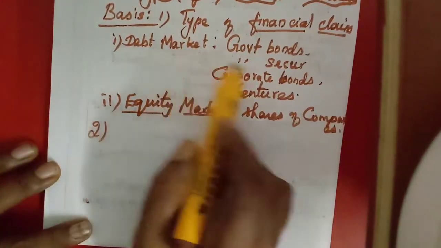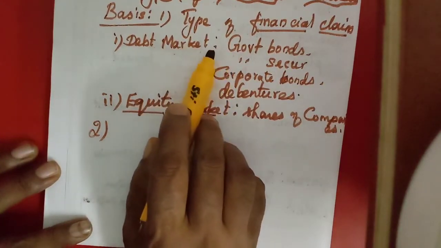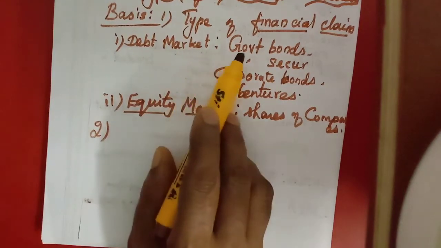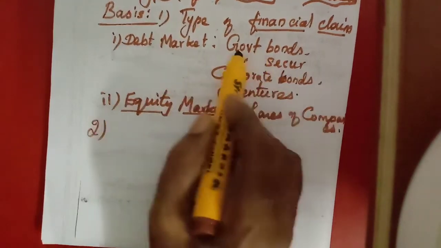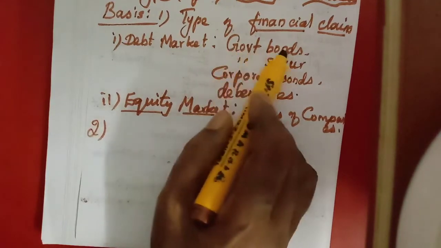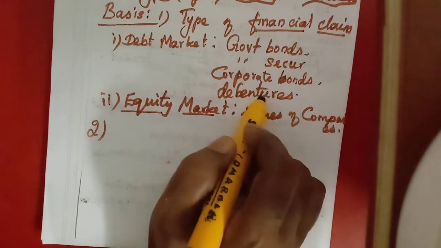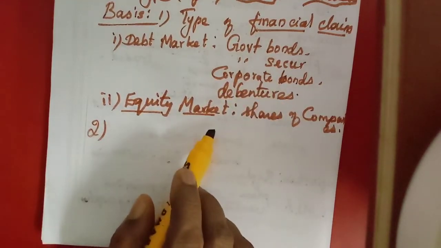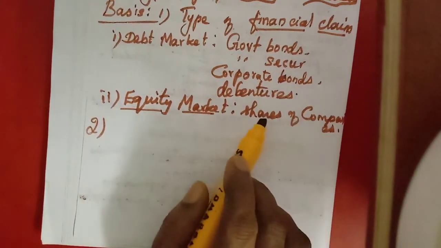You have to write it as a sentence like this. Debt market is the financial market where they trade in government bonds, government securities, and corporate bonds and debentures. Equity market is the type of financial market where shares of companies are traded.